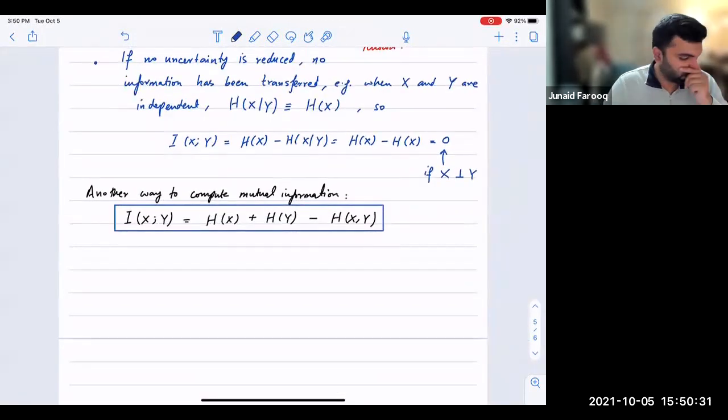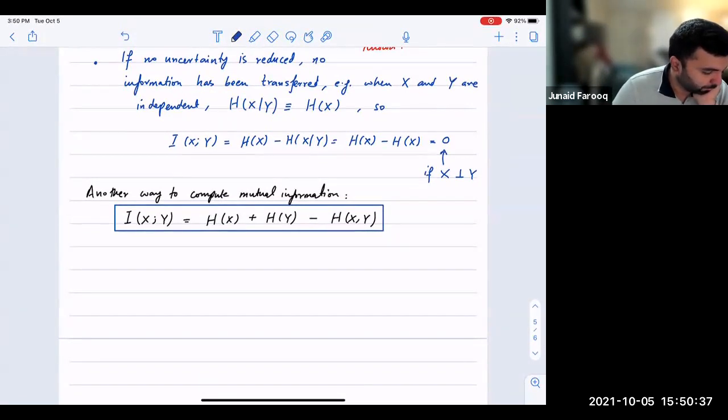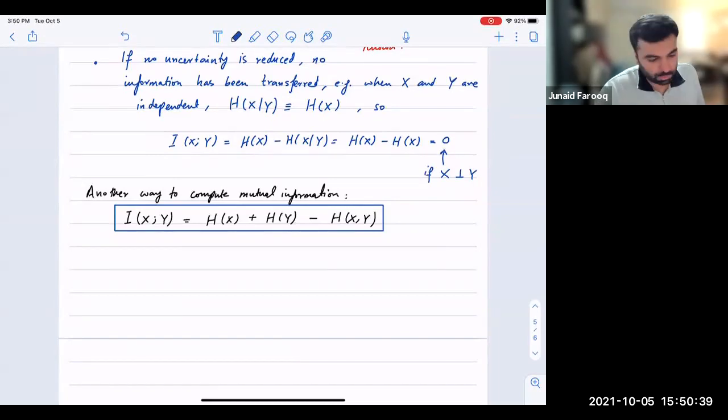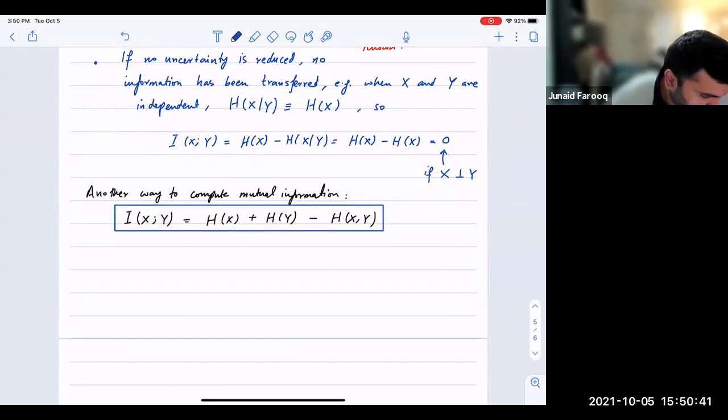So let's try to do a quick, sort of non-trivial example on mutual information computation, right? And then we will try to find the capacity of the channel, or something called the Shannon capacity.